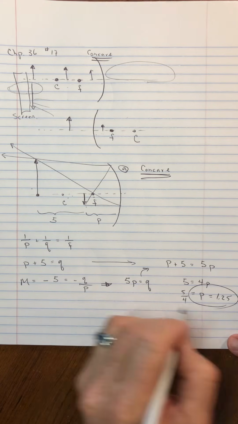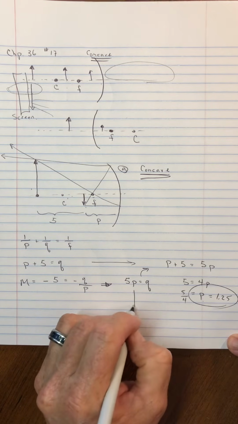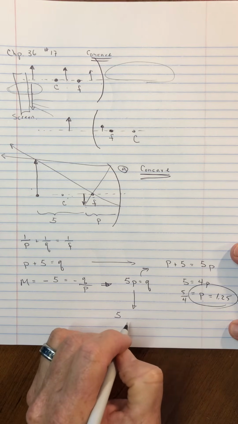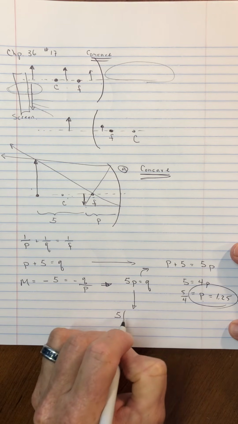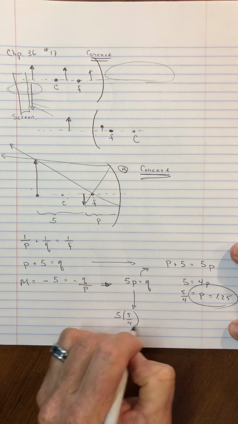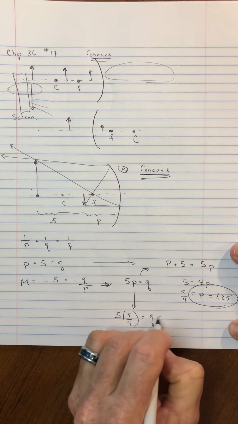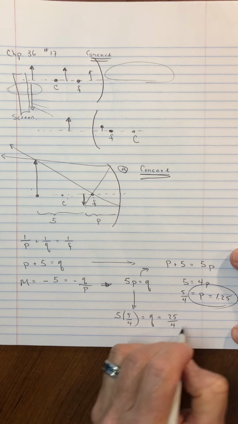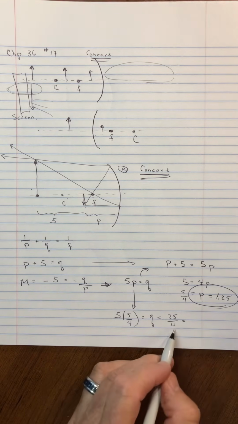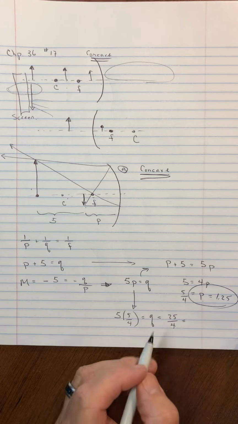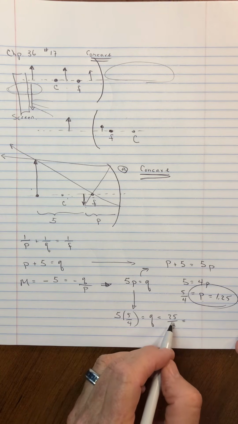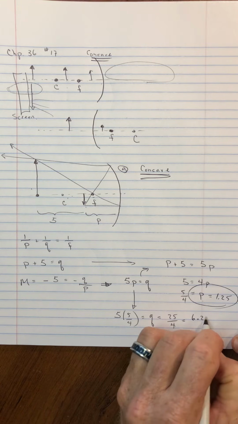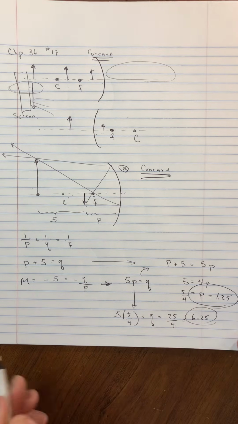And of course, once we have the P, we can get the Q. So 5 times the P, which is 5 over 4, gives me the Q. And so the Q is 25 over 4. Let's see, 4 goes into 25 six times, and 1 left over, so 6 1/4.